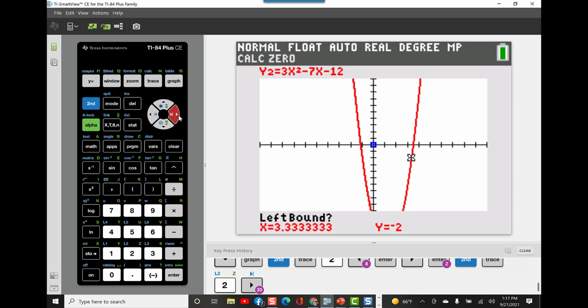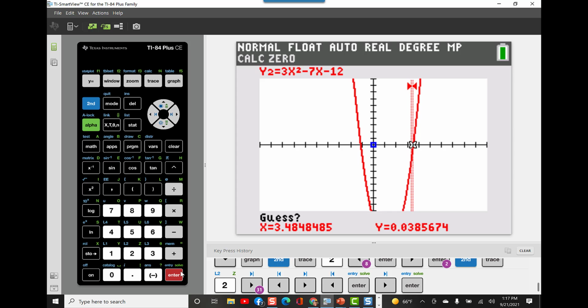All right. Again, it's to the left, to the left, to the left. Sorry. I have students that do that to me all the time. Let's see if I can get close. No, negative 2 is as close as I can get. So I'm going to hit enter. Then I'm going to hit right. Okay, good. I'm above the x-axis now, so I'm going to hit enter again. And it's going to give me my guess. And there's my answer. 3.48 is definitely what the other 0 was.